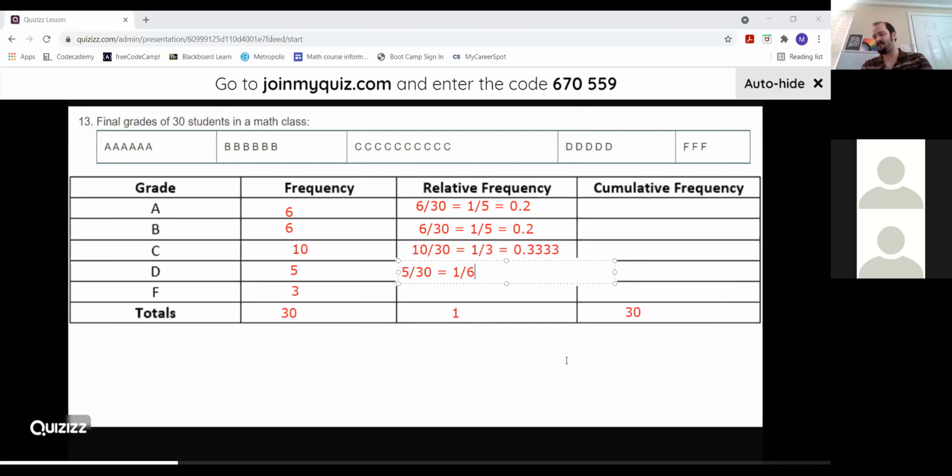Oh, is my calculator dead? One sixth is 0.16. Yeah, that's what it is. 0.16 repeating. I guess we can go 0.17, and we'll round this.